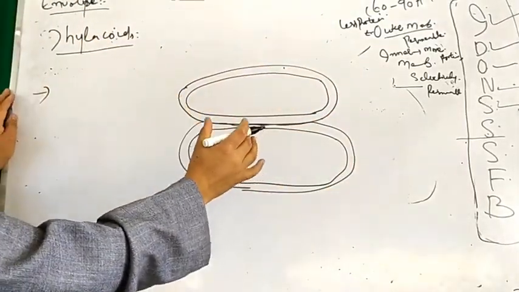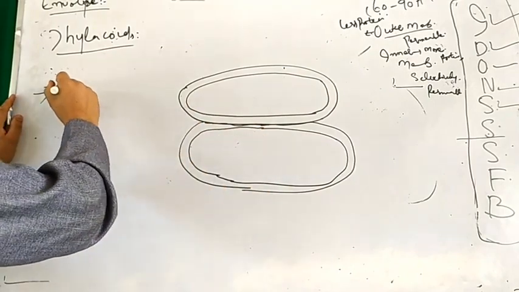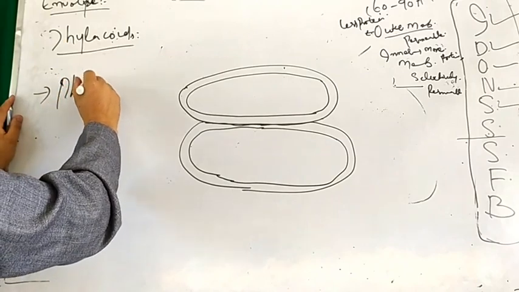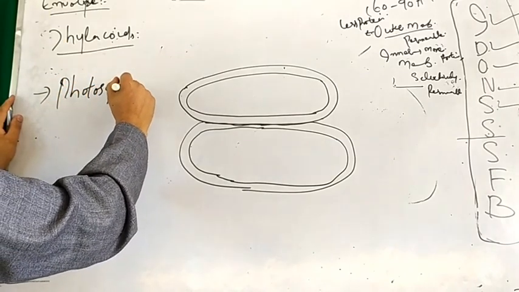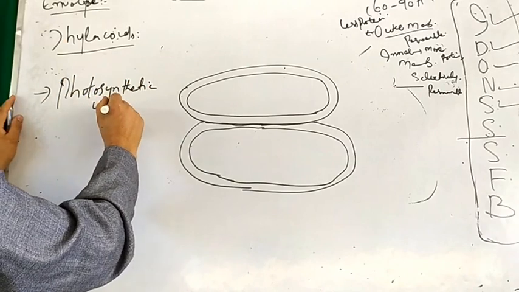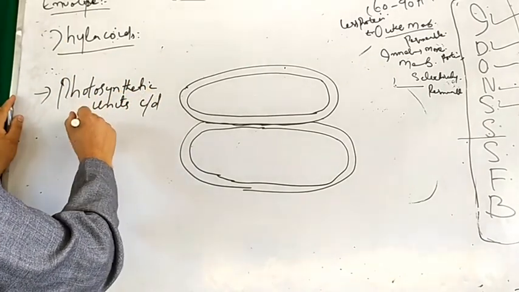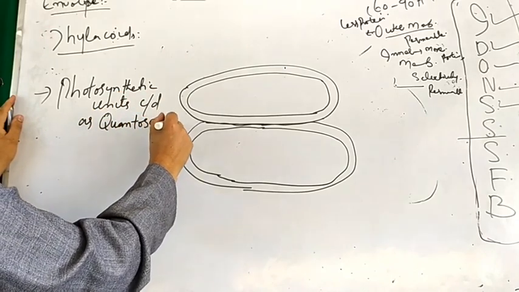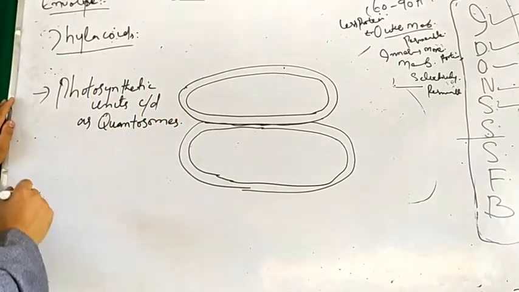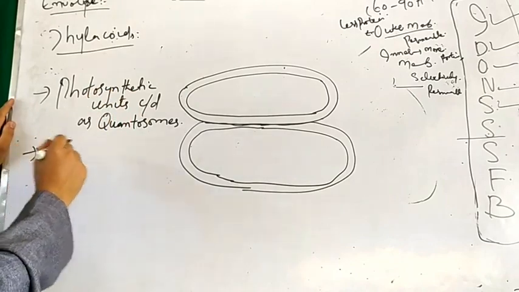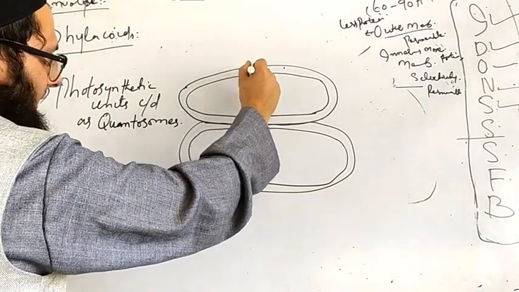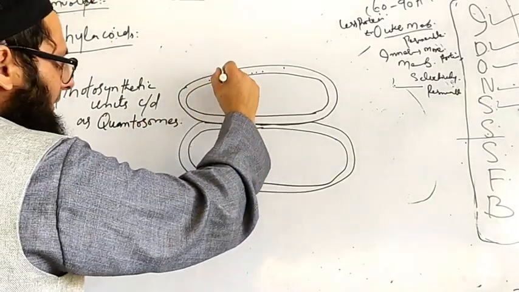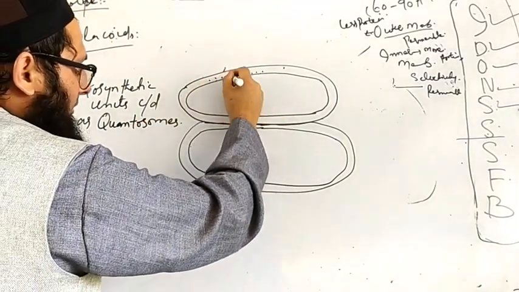We do have here photosynthetic units called quantosomes, right? So we'll discuss them in detail. Here I am talking about this membrane. This is the outer membrane, inner membrane of the thylakoid. What do we have over here?